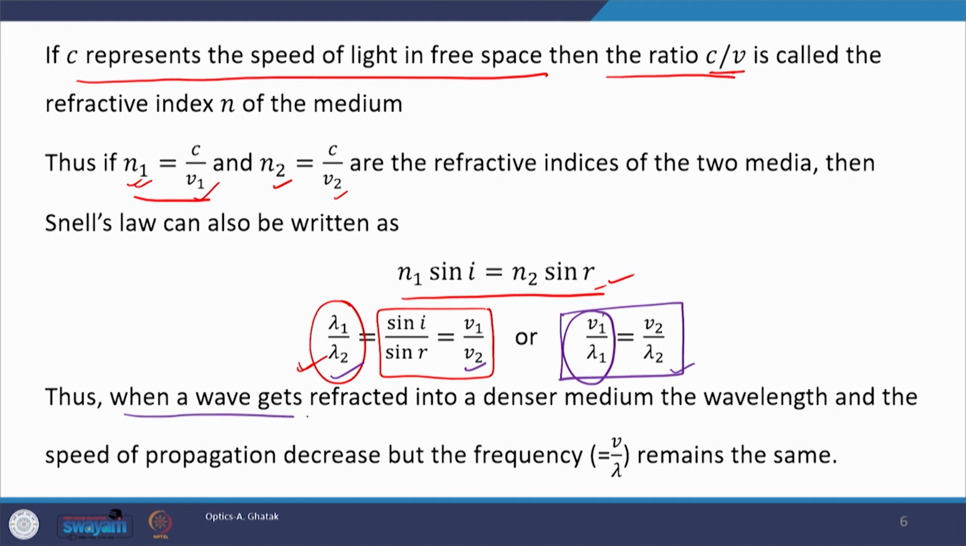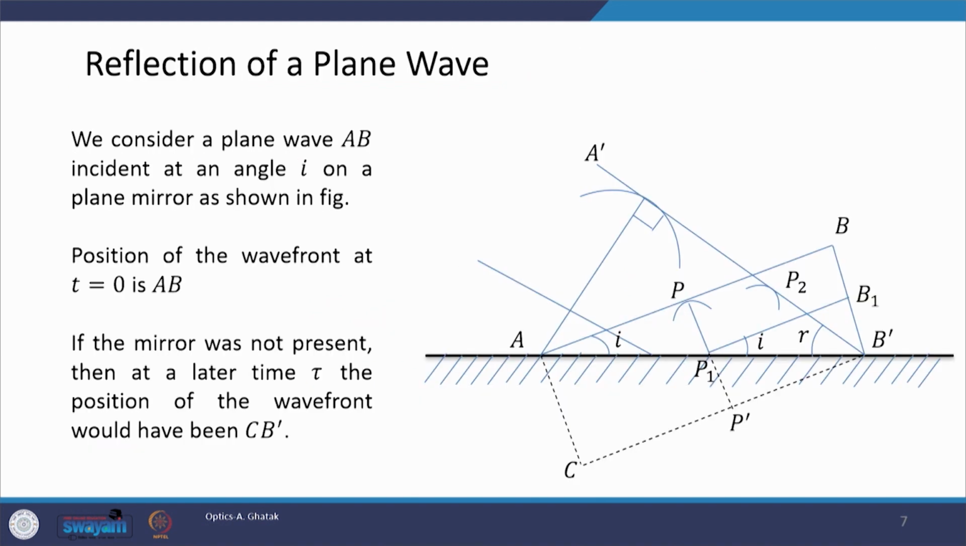When a wave gets refracted into a denser medium, the wavelength and the speed of propagation decrease. But this ratio V by lambda remains the same, and we call this the frequency of the source. It is a property of the source. V by lambda represents a quantity which we name as frequency, and this is the property of the source. It does not have to do anything with the medium; it is not the property of the medium. This is all about refraction, and we fully explained the phenomenon of refraction using Huygens principle.